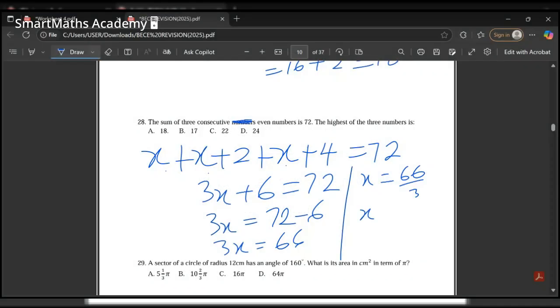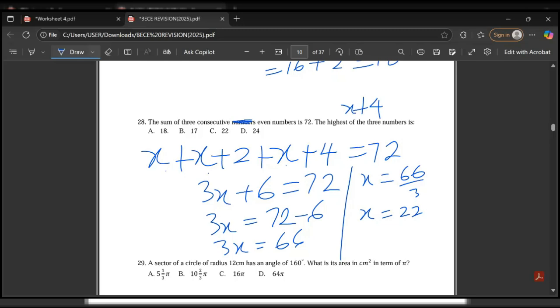x equals 22. But that's not what we are looking for. If you look at the options, you can see that we have 22 there. A student that is not patient will quickly pick 22 and say that I've finished the exam. No, you have not finished the exam at all. You are just deceiving yourself. So you have to be patient. If you see a simple question, be patient and read. The question says the highest of the 3. So the highest is x plus 4.